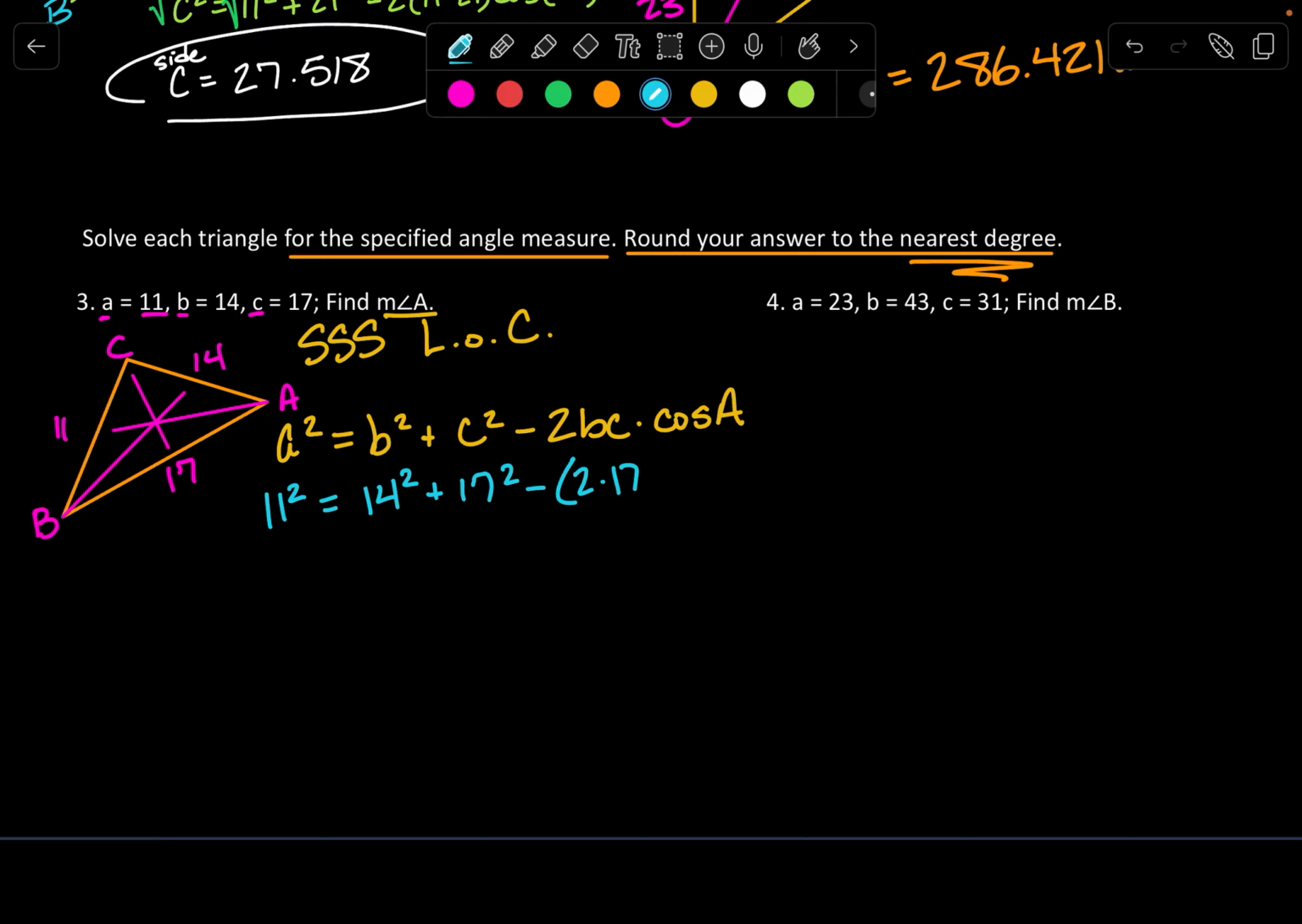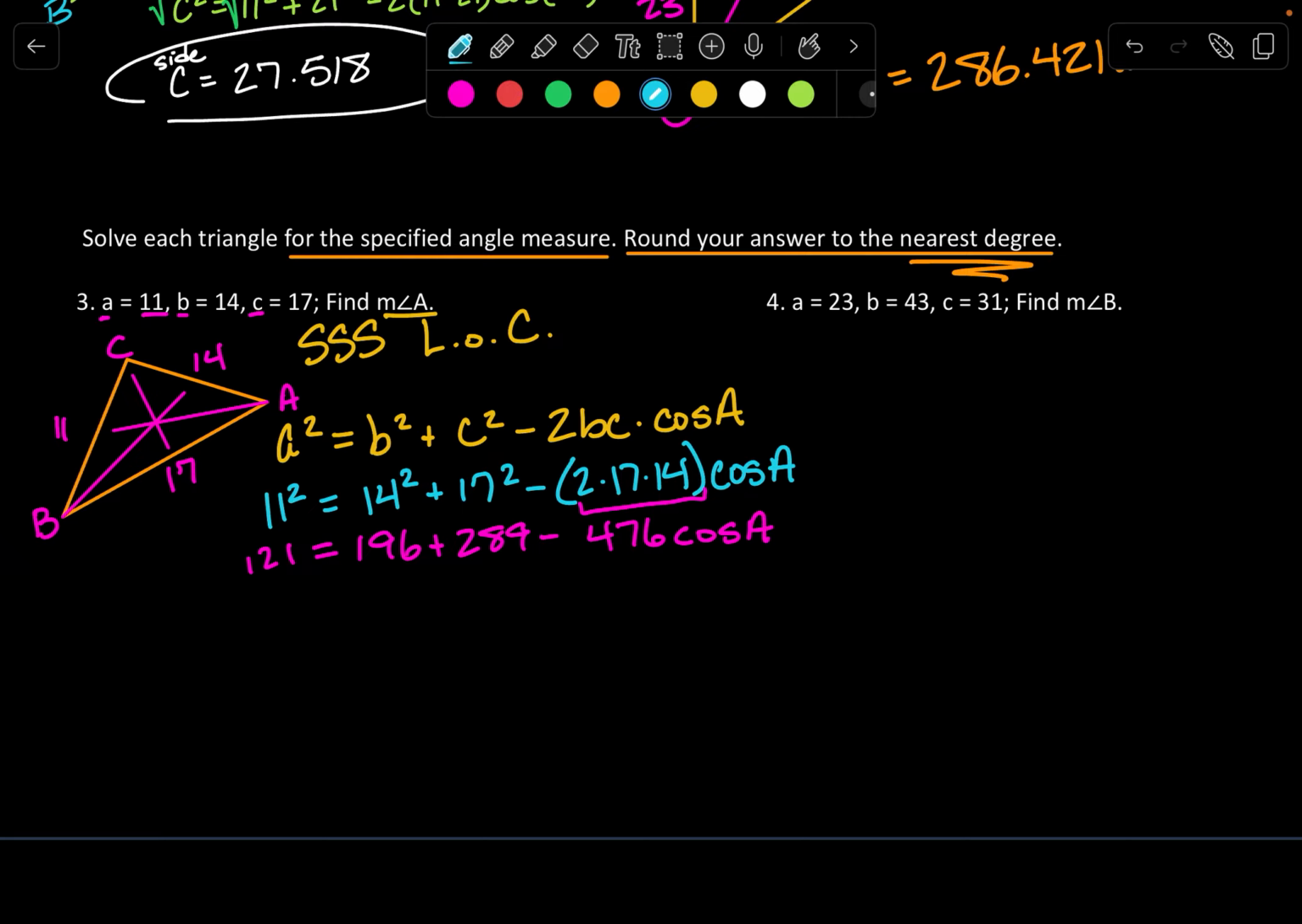BC would be 17 times 14. And then cosine is what we don't know. We don't know angle A, so we're going to leave it as a capital A. Now we're going to start simplifying. So we got 121, 196, 289, and then all these things multiplied right here give me 476 cosine A.